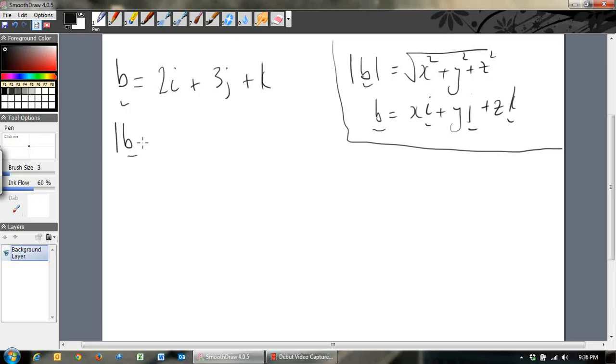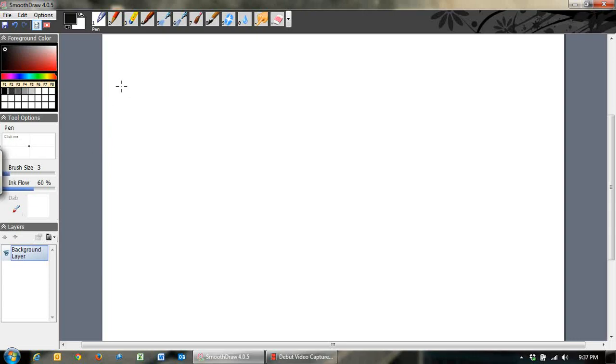To find the magnitude of B, it will be just equal to 2 squared, 4, plus 3 squared, 9, plus 1 squared, 1. 4 plus 9 plus 1 is 14, so root 14. So that's the magnitude of that vector. Nice and easy. Lastly, just the angles between axes. So just the last little piece.